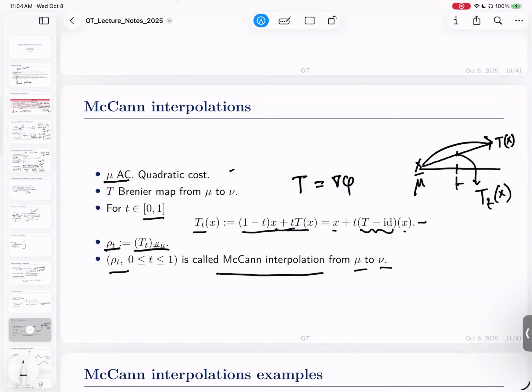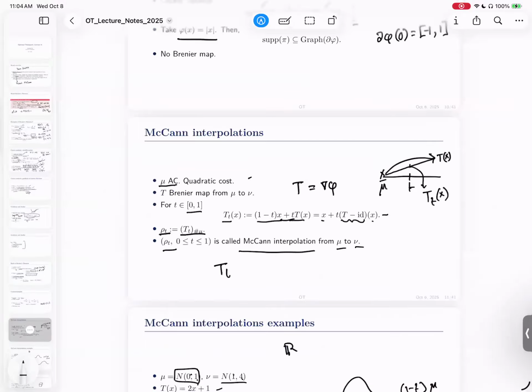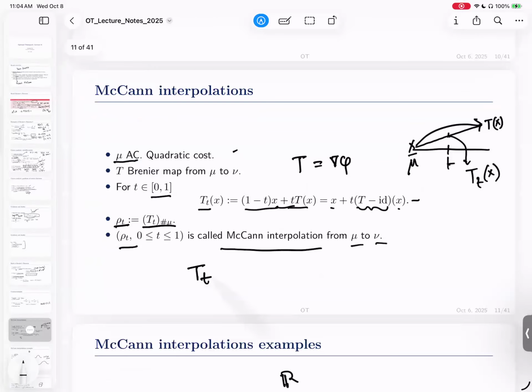All right, okay. So here's a question for you guys. Clearly, this map T_t of x is push-forwarding mu and outputs rho_t, right? By definition, my rho_t is the one that I get from push-forwarding mu by this map T_t. But is this transport map, capital T_t, optimal?